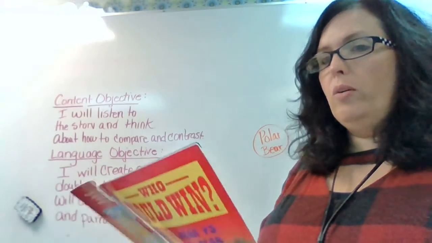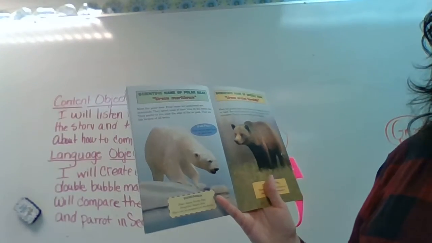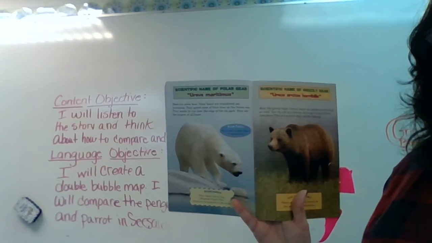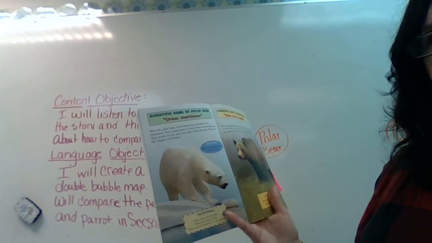Grizzly bears and polar bears. It says the scientific name of a polar bear, Ursus maritimus. Maritime. I wonder if that's kind of like marine animals. That's what I'm thinking about when I see that.